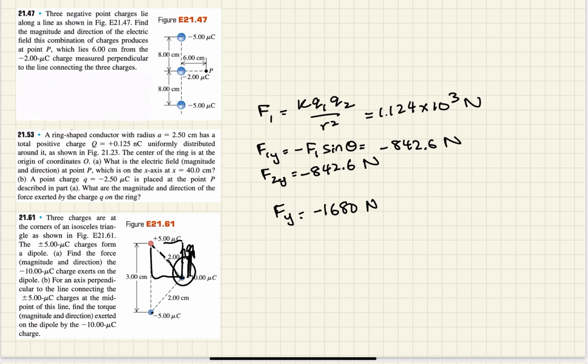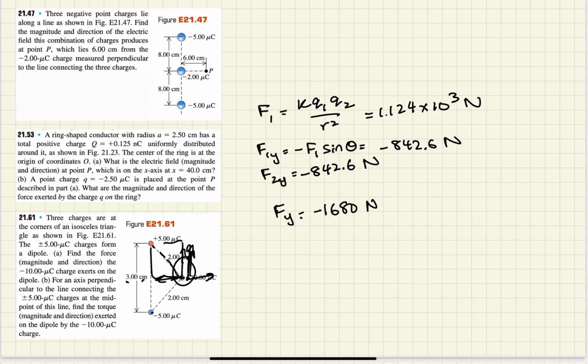That's because the x components cancel. From the negative charge, it goes up. From the positive charge, it goes down. They cancel each other. For part B, it says, for an axis perpendicular to the line conducting, so basically, that is the axis, find the torque exerted on the dipole.